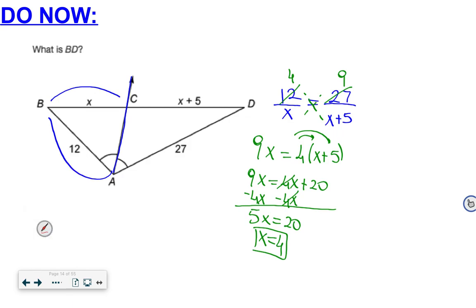If we substitute 4 into the x, you will find the length of the BC is 4. You will find the length of the CD is 9. So the length of the BD will be equal to 4 plus 9, which is equal to 13. This is the answer.